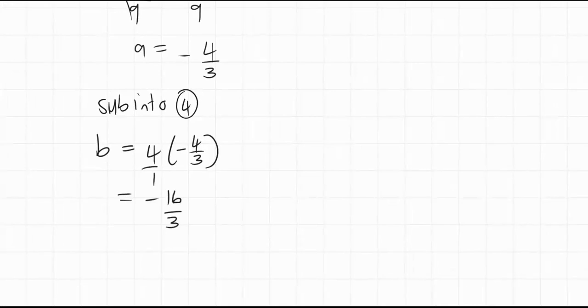Okay, now we've got A and B. So we have an actual value for A and an actual value for B. And we want to sub these into something that has a C in.